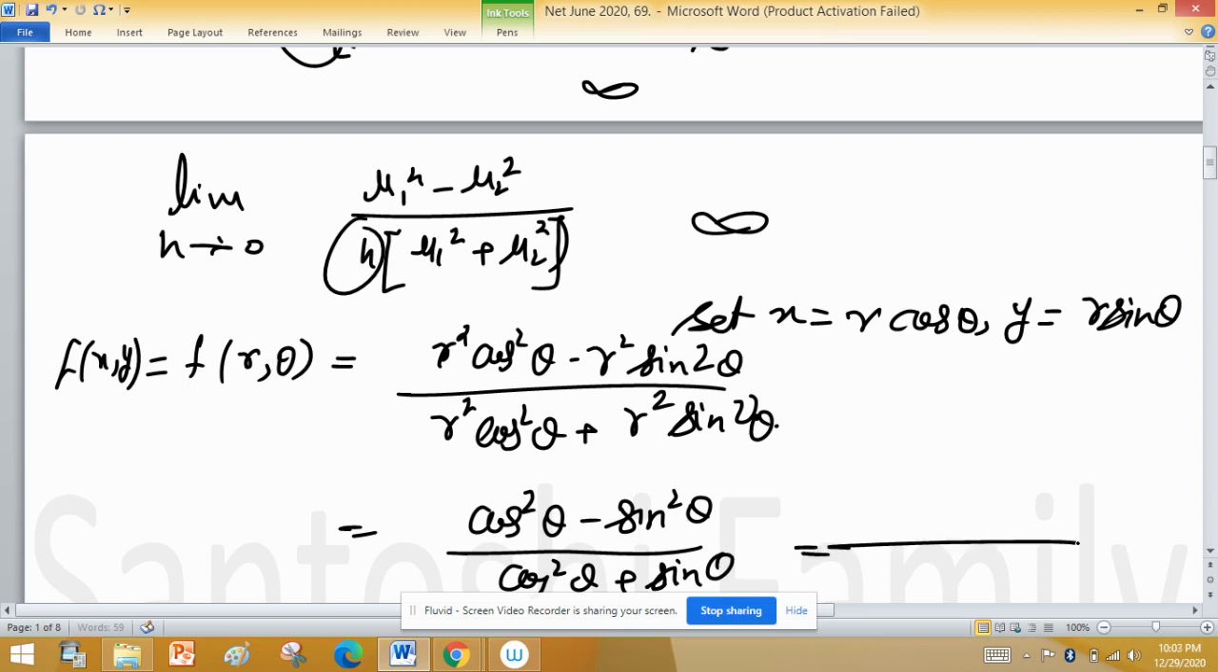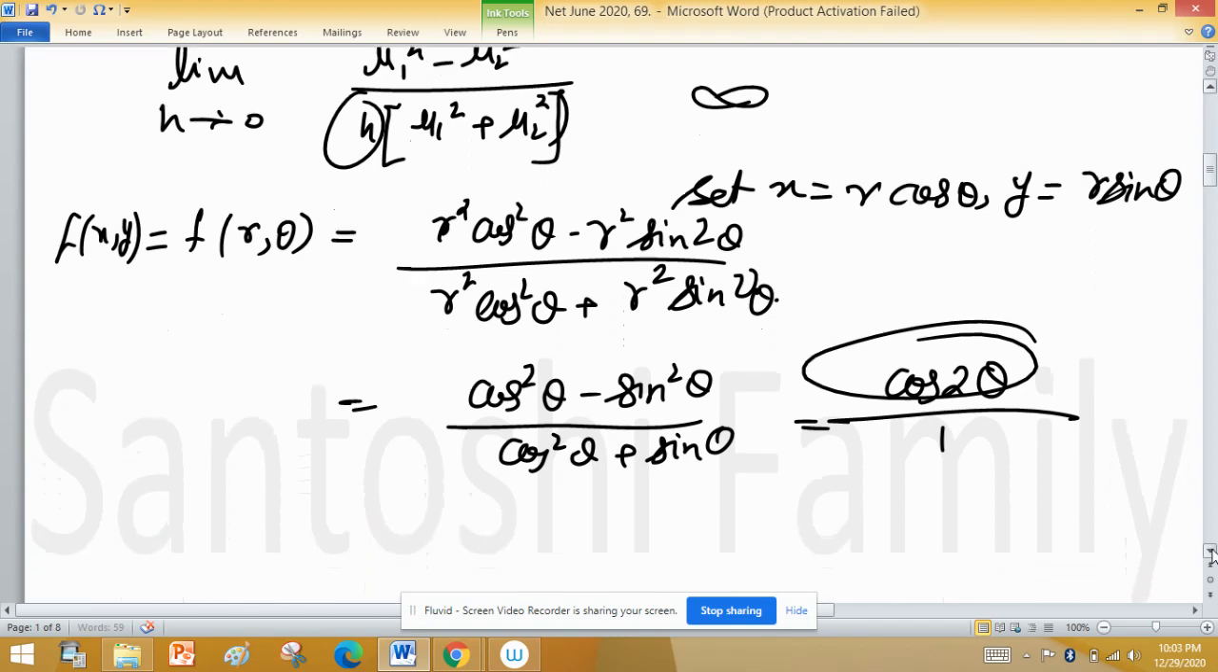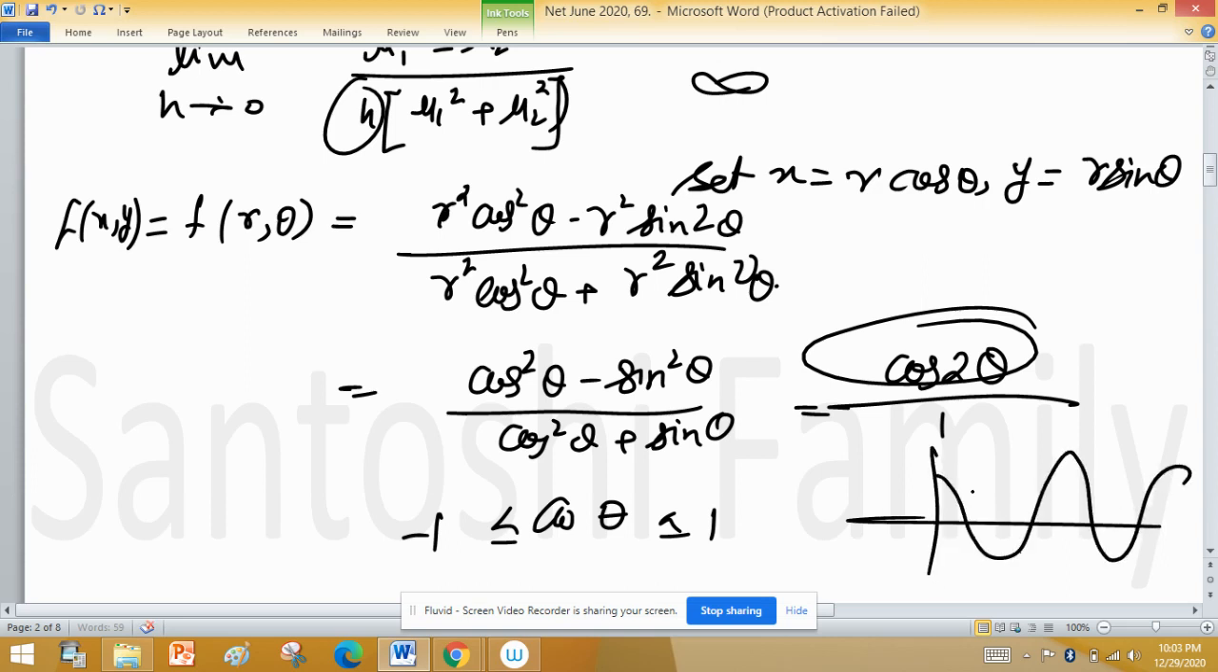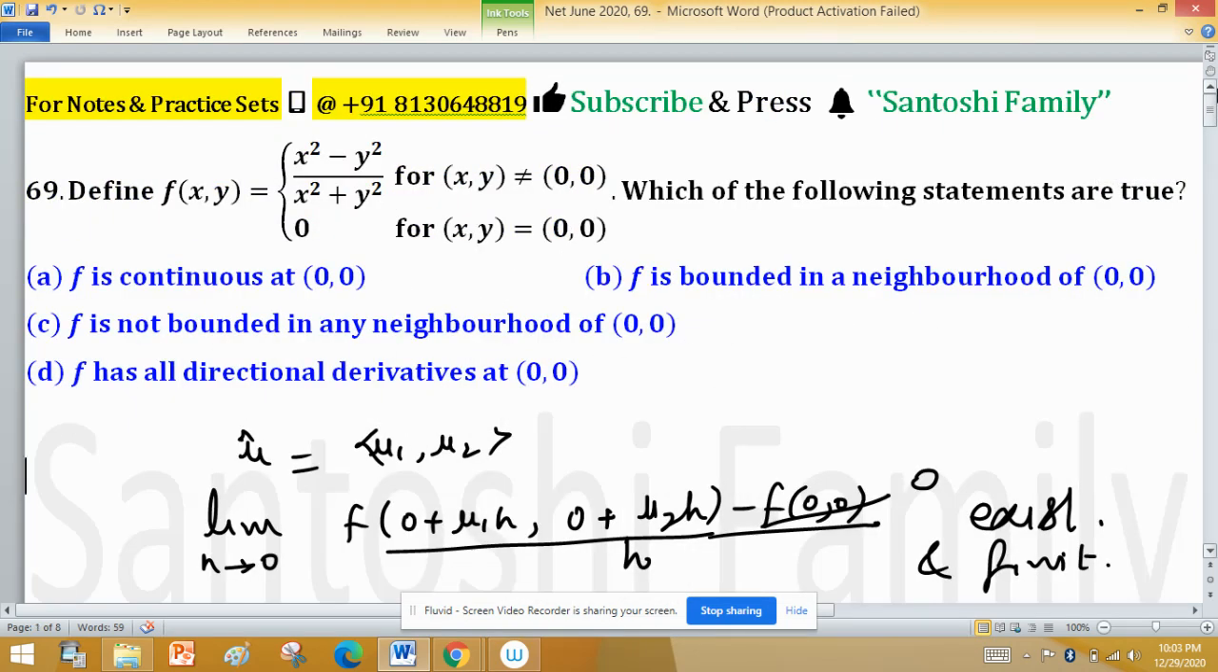In the denominator, the identity gives the value 1, and the numerator is cos 2 theta. It is a trigonometric function, and we know the cos function is bounded between 1 and minus 1. Because we know the graph, you can easily tell the function is bounded between 1 and minus 1. So the function is bounded. This option is discarded here, as I already explained at the starting point.